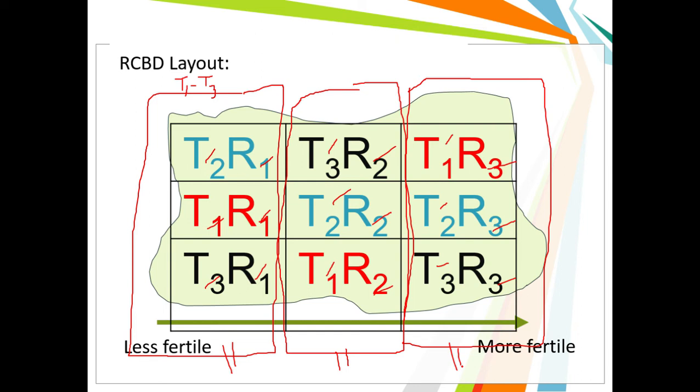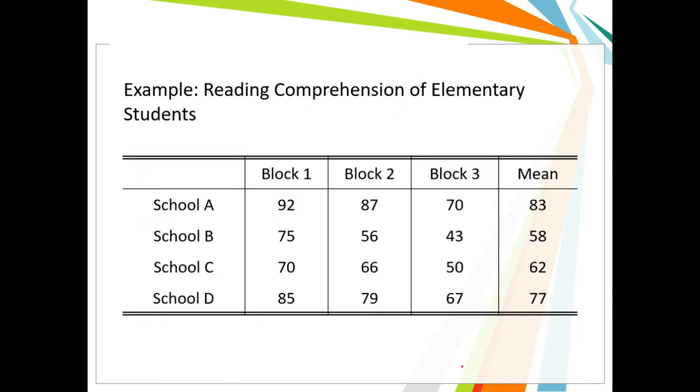Okay? So, yan. Ito naman, another example kung hindi sa agriculture. So, in this case, merong 4 na school. So, we want to compare, let's say, itong mga test scores sa reading comprehension. So, kung naiintindihan ba ng bata yung binabasa. So, we have 4 na schools na gustong pag-aralan or gustong i-compare.